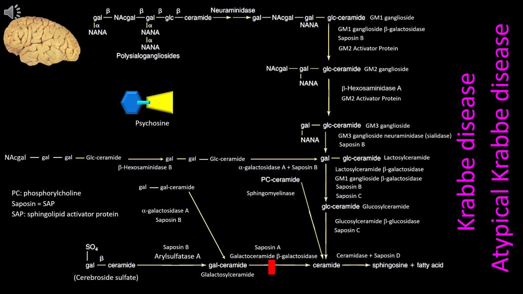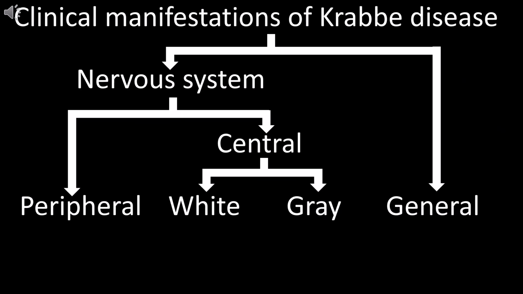An accumulation of psychosine, formed by the removal of fatty acid by the action of ceramidase, accumulates in white matter-producing cells, oligodendrocytes and Schwann cells. Krabbe disease and atypical Krabbe disease involve the white matter in the CNS and in the peripheral nervous system.